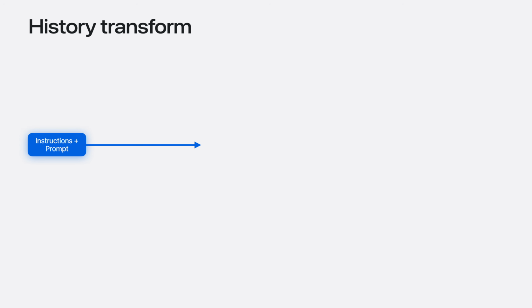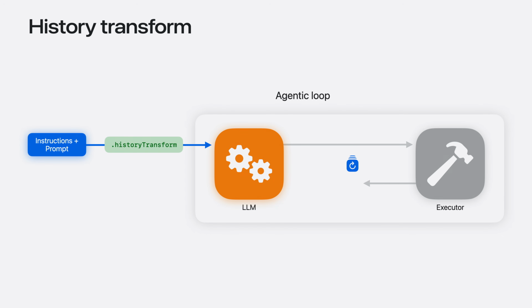The history transform fires before the transcript is rendered to the model for inference. This happens both when a new user request arrives and at each iteration of the loop. The transformation modifies the tail of the transcript, and we'll use that for spotlighting and redacting PII.